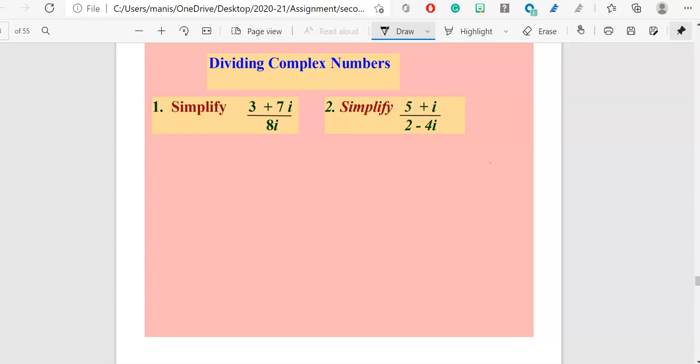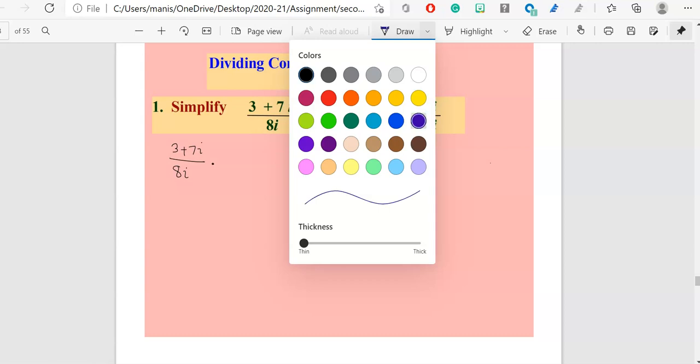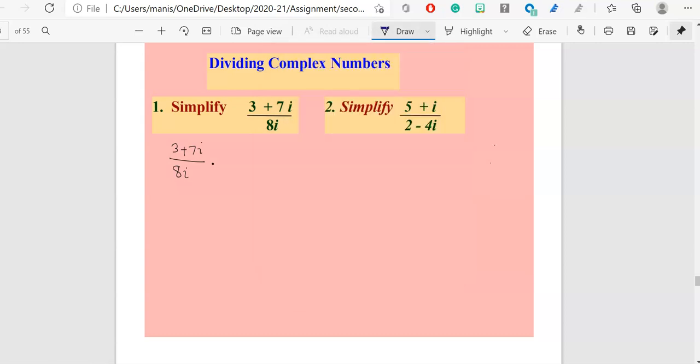First of all, it says 3 plus 7i divided by 8i. In each and every problem, you multiply and divide by the conjugate of the denominator. If you remember, we have learned about the conjugate earlier. If you have the number 2 minus 3i, the conjugate of this is 2 plus 3i. I look at the sign in front of the imaginary number and I change it.